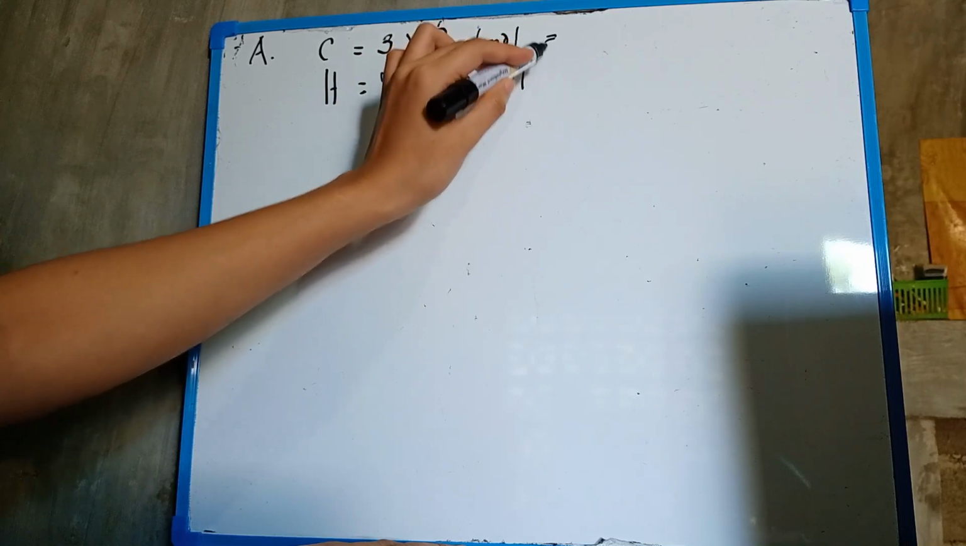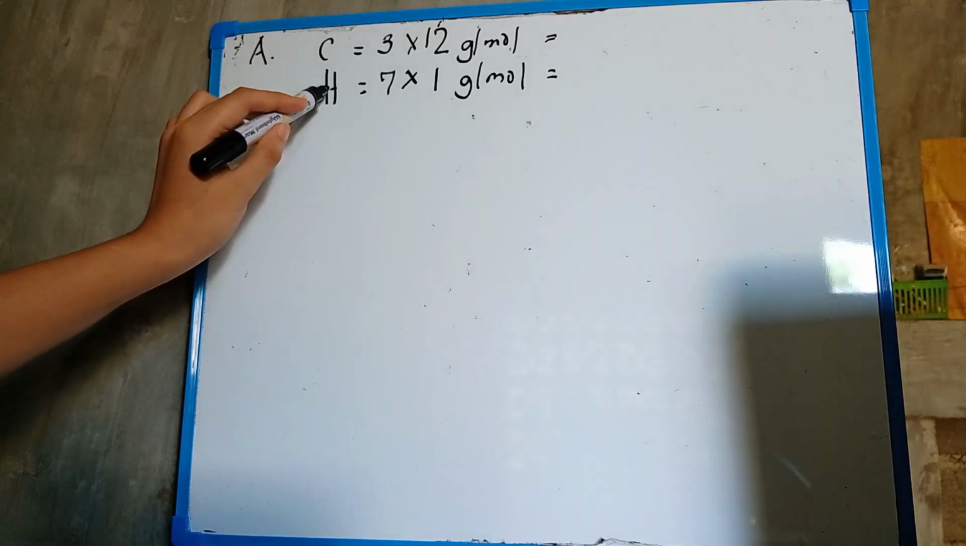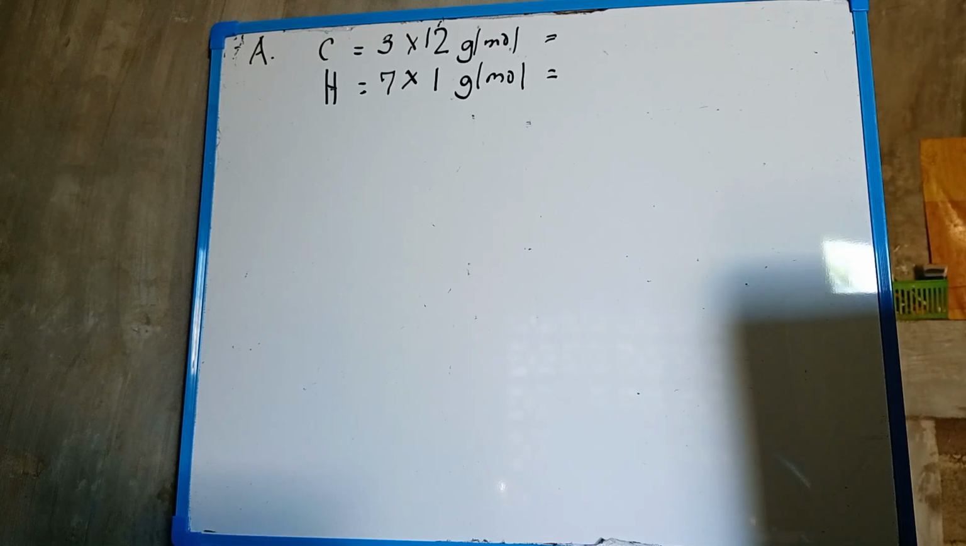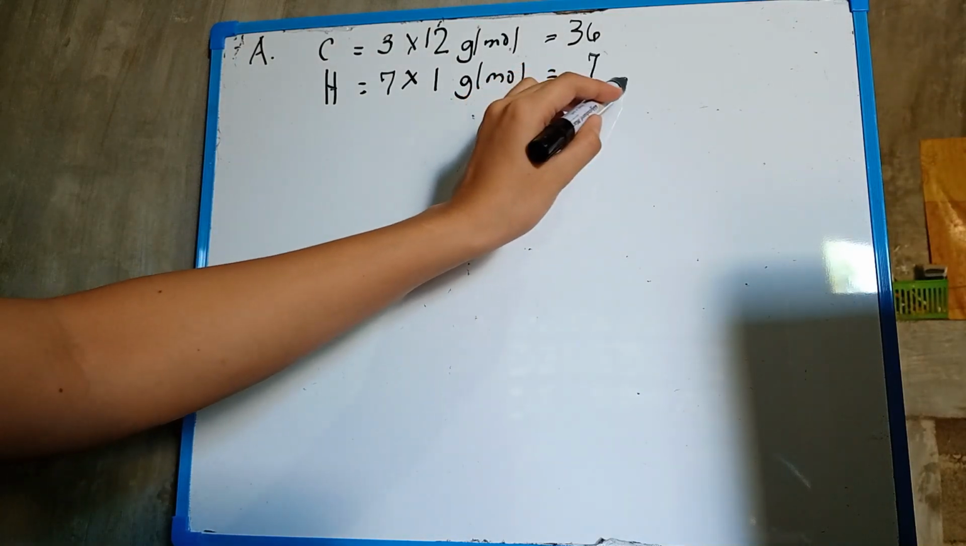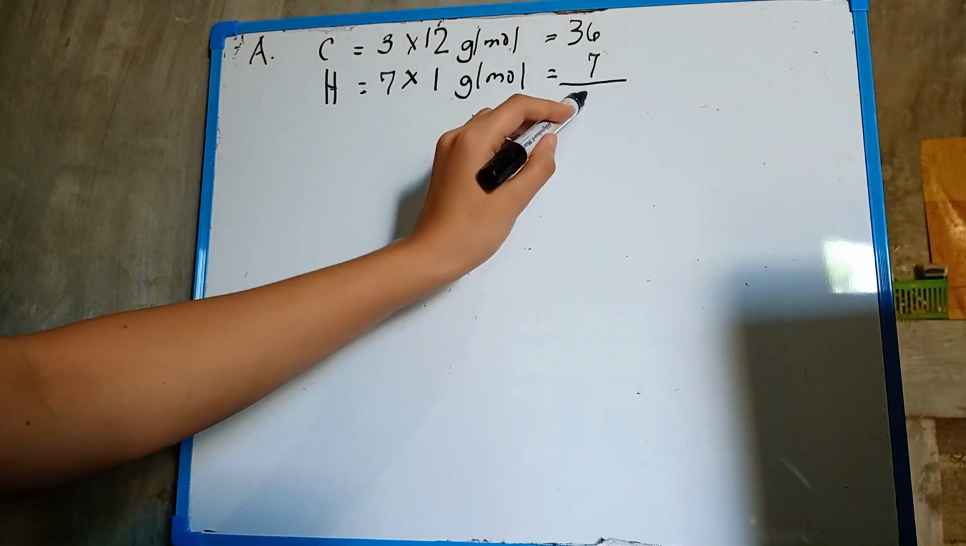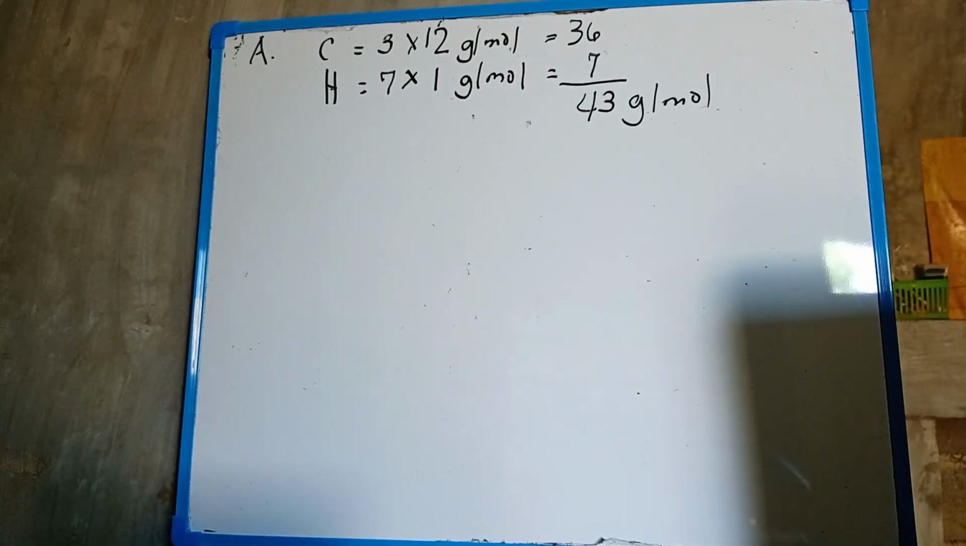So, ma'am, where did you get the 12 and 1 that are not in the given of our question? These 12 and 1 are the constant molar masses of carbon and hydrogen, which means in your periodic table, each element has a molar mass. And so that our answers are uniform, class, we round the molar mass to a whole number. So 3 times 12 is equivalent to 36, and 7 times 1 is equivalent to 7. We add them, so 36 plus 7 is equivalent to 43 grams per mole, or you can also use AMU. So we now have our formula weight.